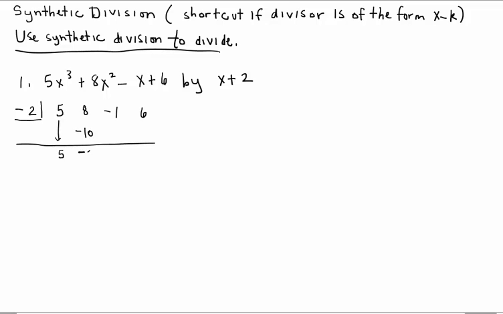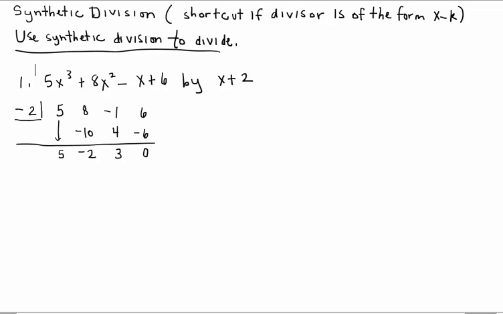All right, start the whole process over. Multiply by negative 2, get positive 4. Collect down, get 3. Multiply by negative 2, get negative 6. Your sum is 0.